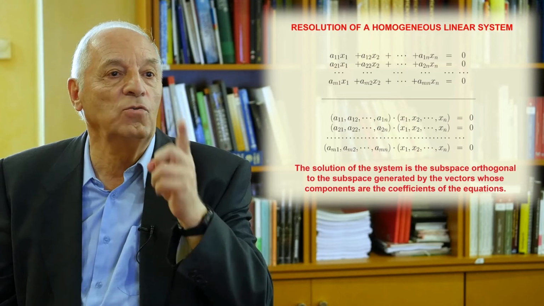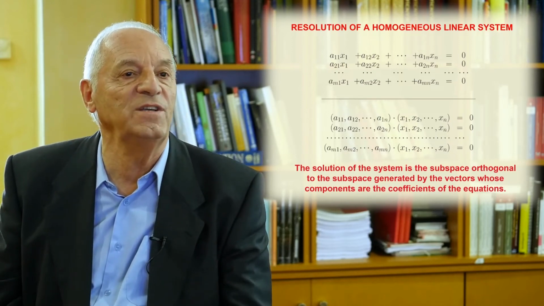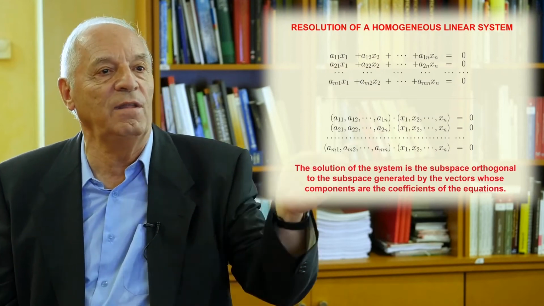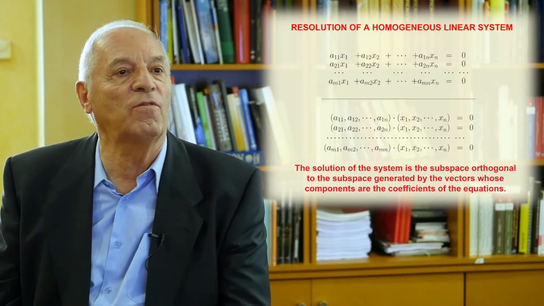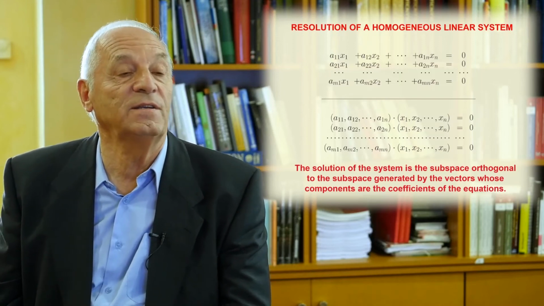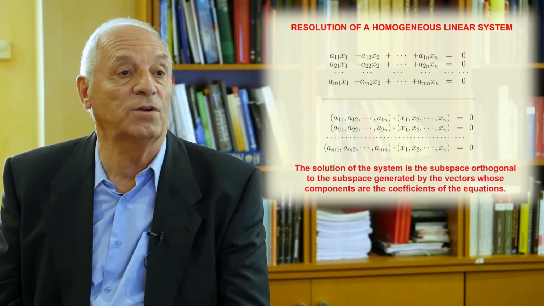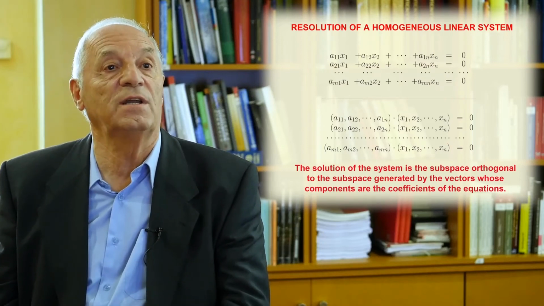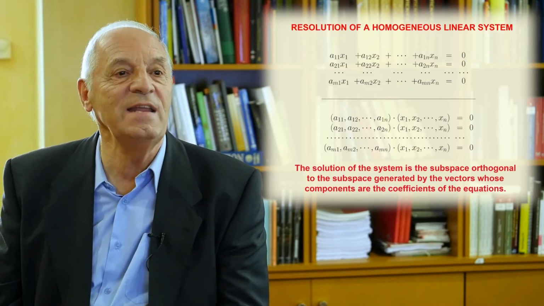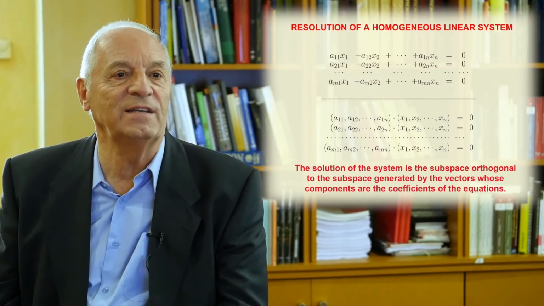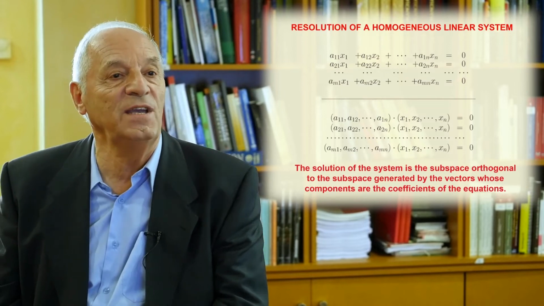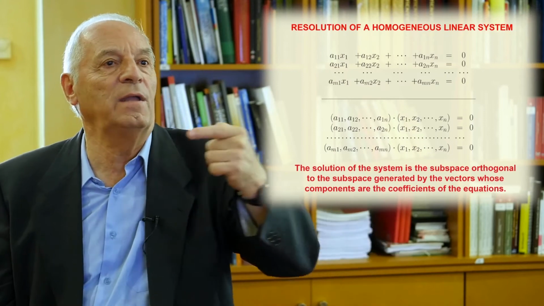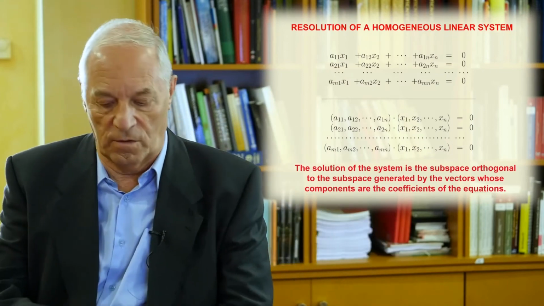So, the solution of this homogeneous system of equations is the orthogonal subspace to the subspace generated by the coefficients of the rows. And this is, I think, a very interesting result. We know that the solution of a homogeneous system of equations is a linear subspace. First, we know that. And second, that the linear subspace is the orthogonal subspace to the subspace generated by the row coefficients.